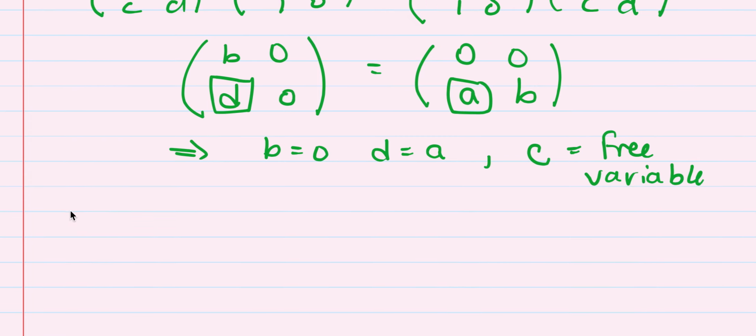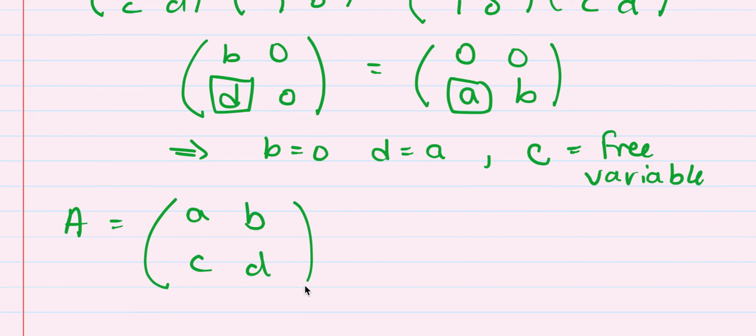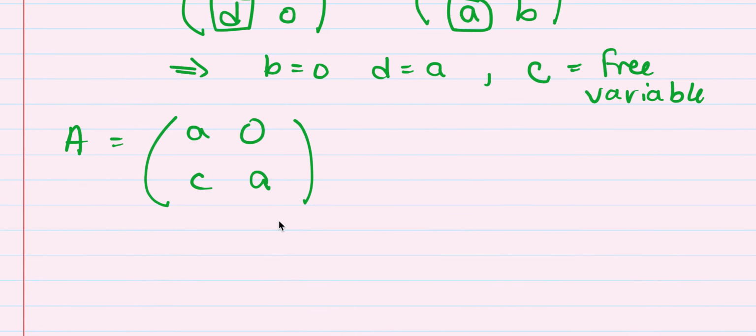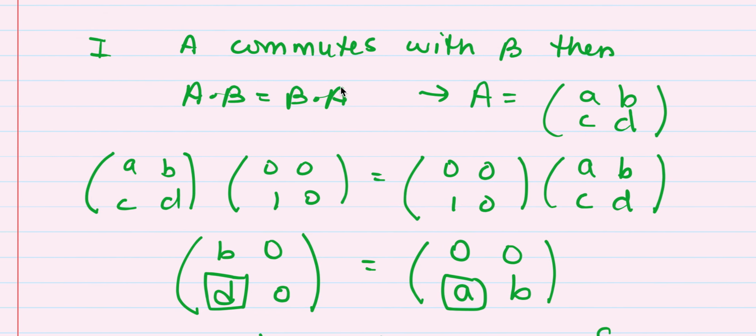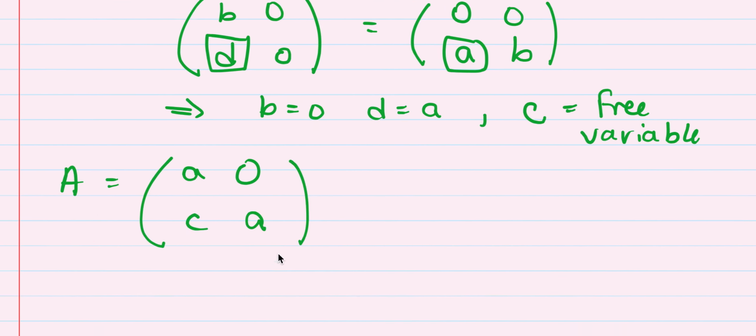So that tells us that A looks like this. Remember, it was A, B, C, D. Well, we have that C is free. D is equal to A, so let's erase this D and put A. And B has to be 0. So now all matrices that commute with B have this form.